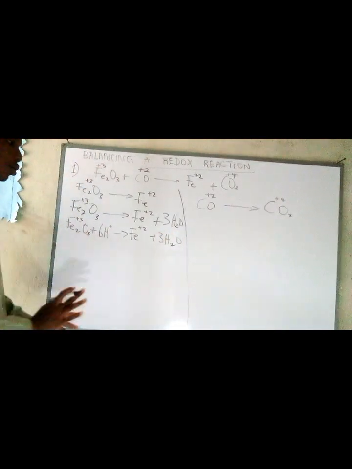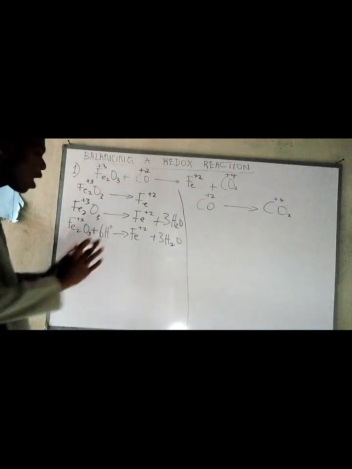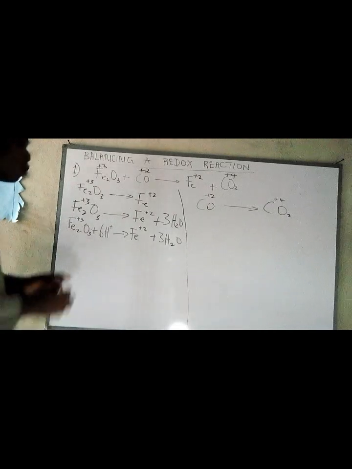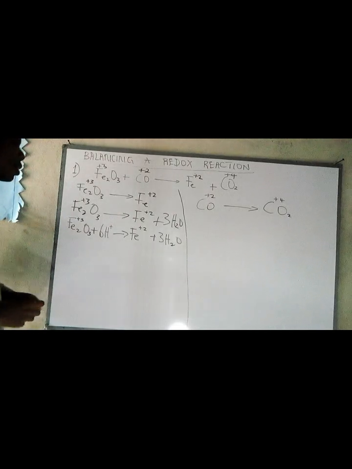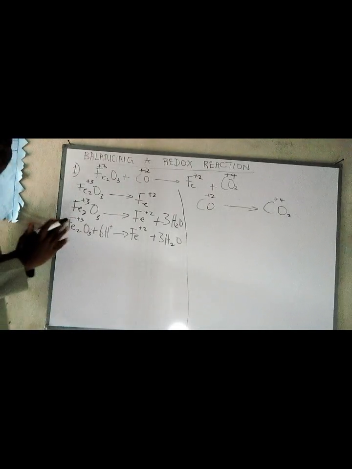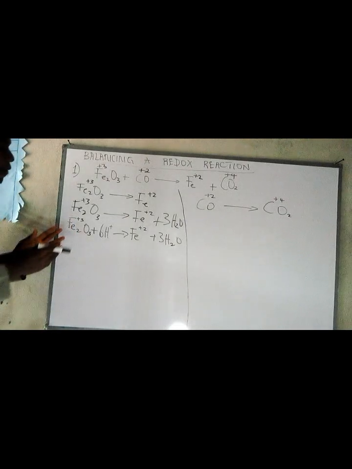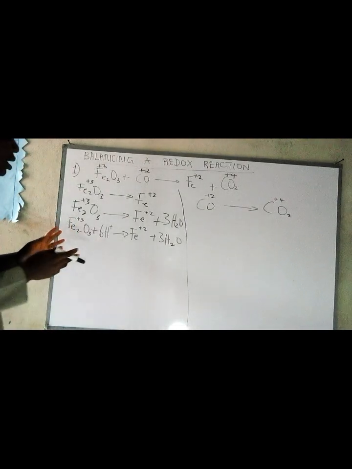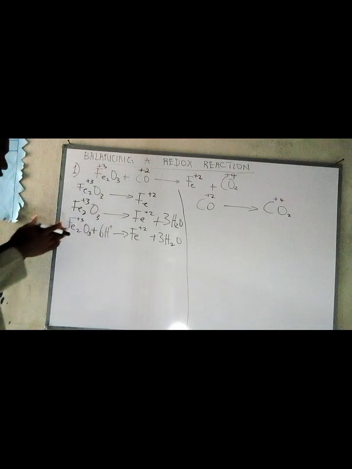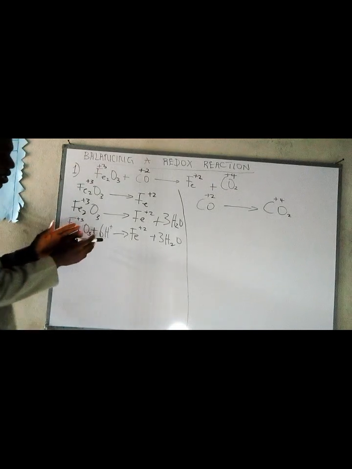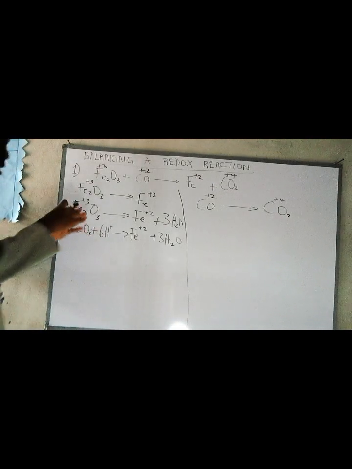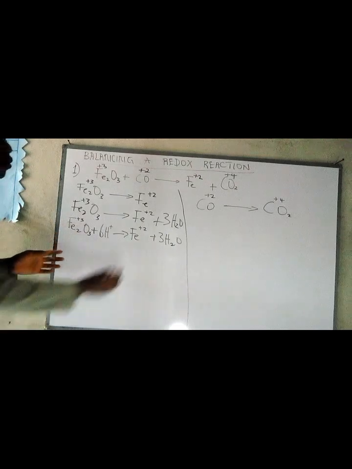Okay, now let's look. From the look of things, all atoms are now balanced, but there is something missing here. The oxidation number is not balanced. We will find out how many oxidation numbers we have here. We have +2 plus this 6 here, which will give us 9 oxidation number, but we only have 2 oxidation number in the product side. So now what do we do?